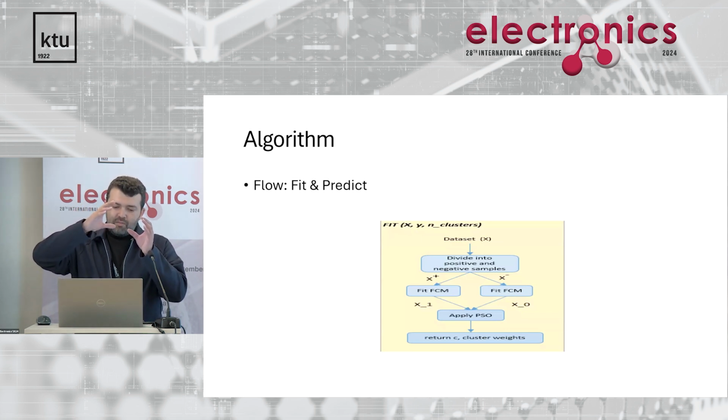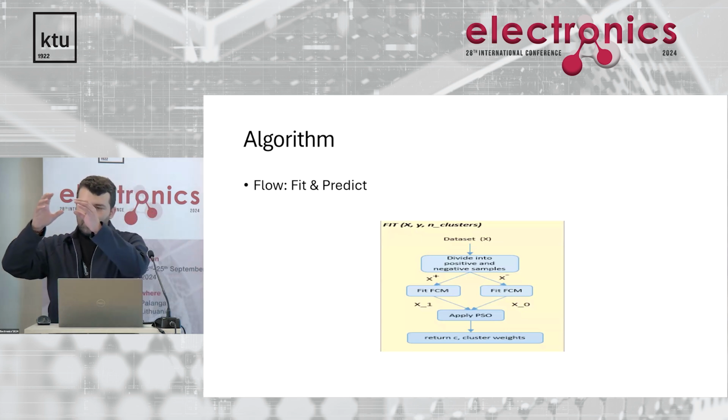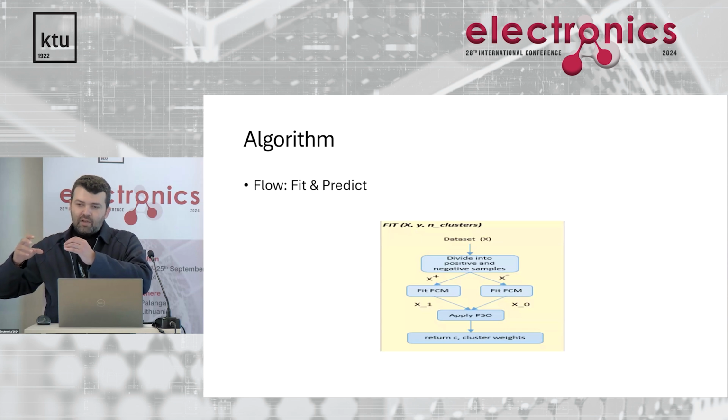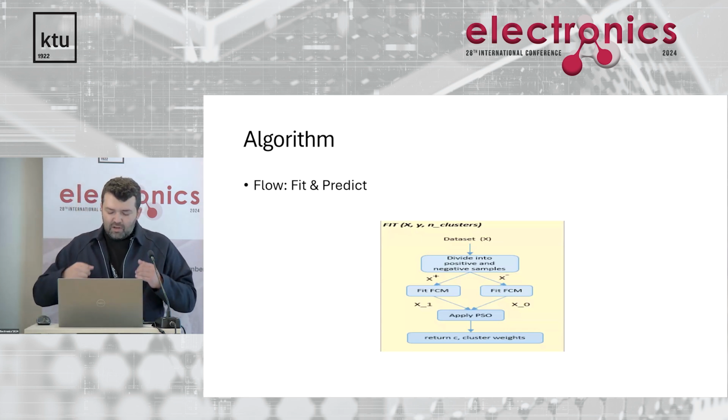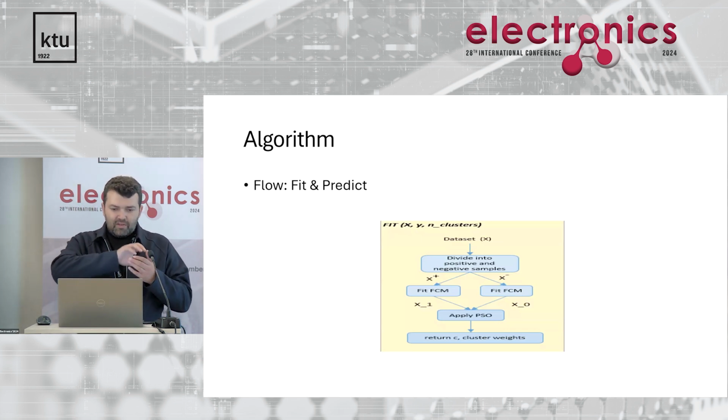In the fit phase, we fit FCM, fuzzy C-means clustering, to class 0 vectors, and we obtain the class 0 clusters. In the second part, we applied fuzzy C-means to class 1 vectors, and we obtained the class 1 clusters. And then we apply particle swarm optimization to find the weights of each cluster. Actually, this part is a little bit complicated, but I will only state that in summary, after the PSO, we have weights for each cluster.